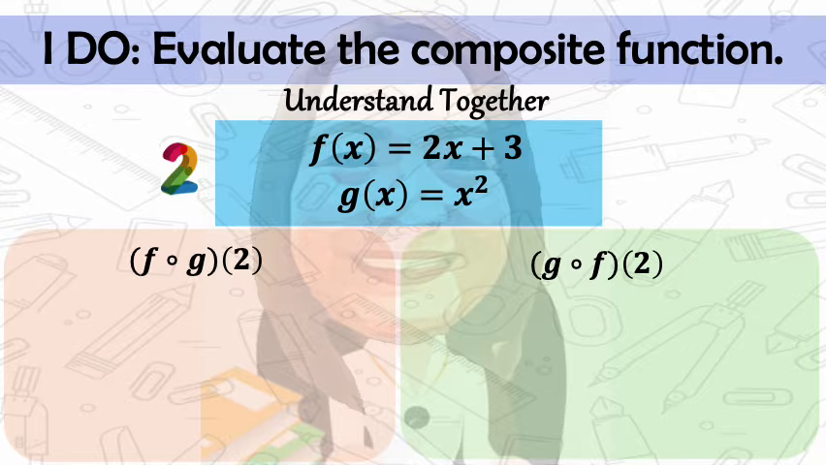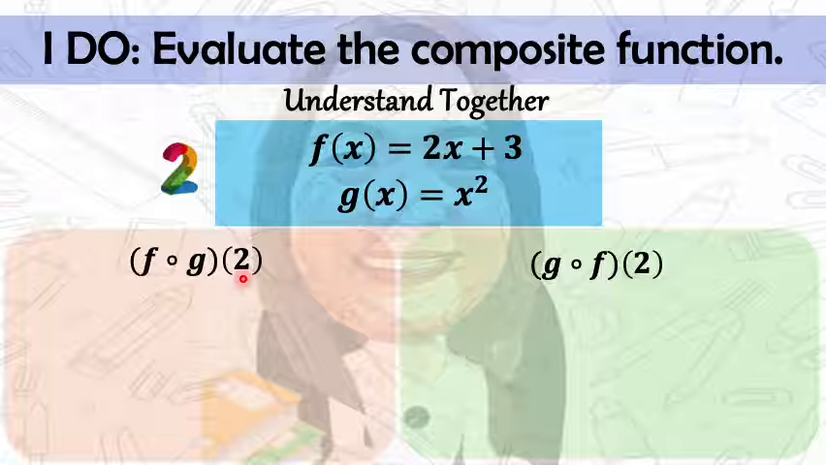And now we're going to evaluate the composite function. Suppose we have two functions f of x and g of x. Now we are going to evaluate, the difference from the previous example, if we go back there, is instead of having the variable x here, we now have a value. Because we are going to evaluate the composite function, we're going to find the value of the composite function.